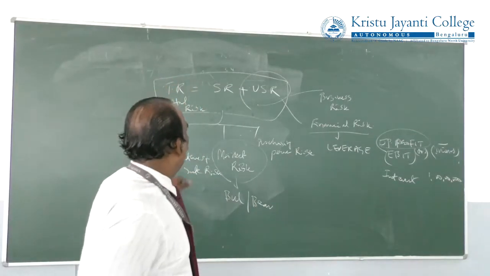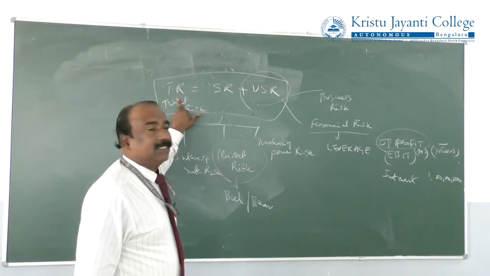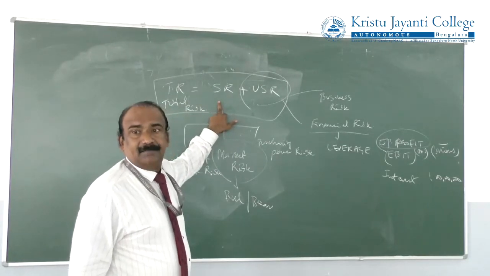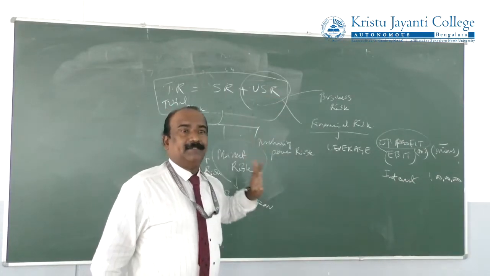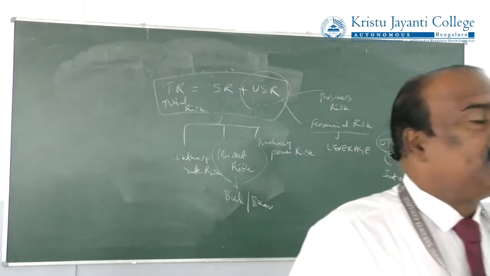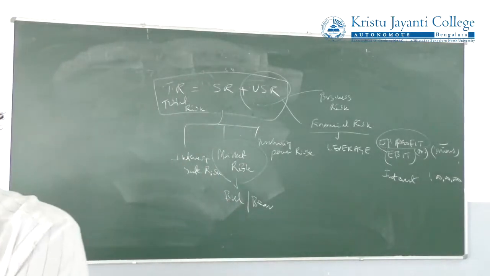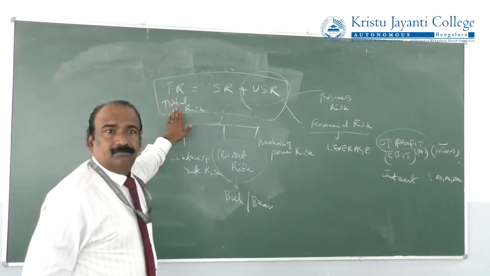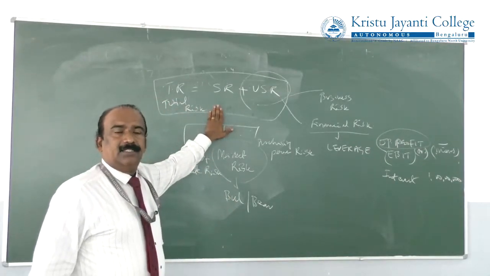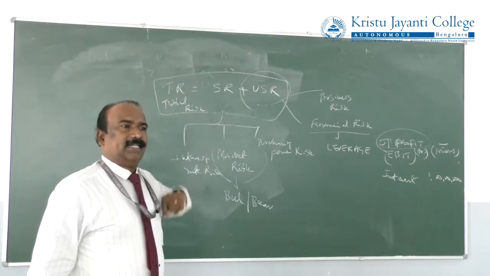We'll have to measure the total risk. We'll have to compute total risk and systematic risk. We cannot compute unsystematic risk because it is subject to a company. Each company will have different systematic and unsystematic risk factors. So when we take up one company, we'll have to study it. So the next discussion is how we calculate total risk and how we calculate systematic risk.